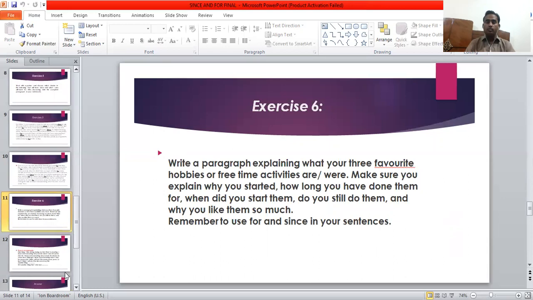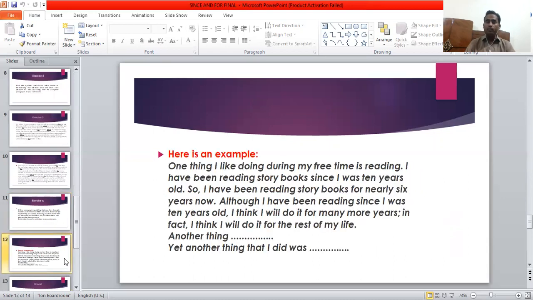So I've written one answer for you as a sample. When we start, we can see the example that is given. One thing I like doing during my free time is reading. I've been reading storybooks since I was 10 years old. So I've been reading storybooks for nearly 6 years now. Although I have been reading since I was 10 years old, I think I will do it for many more years. In fact, I think I will do it for the rest of my life.